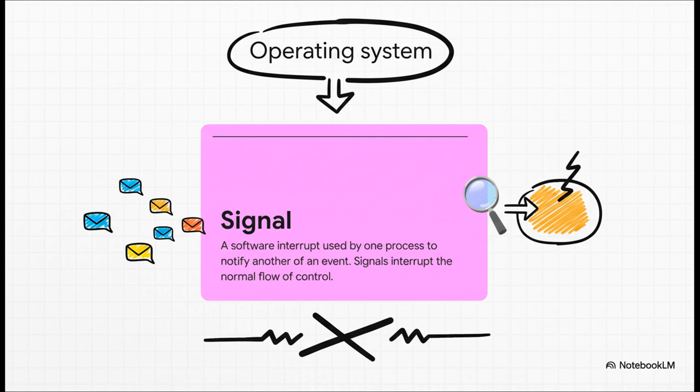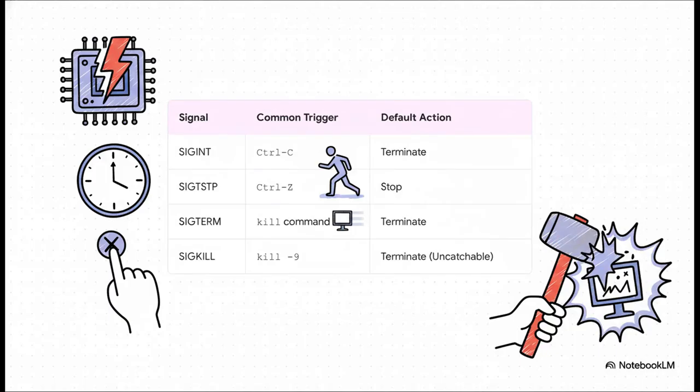It basically taps the process on the shoulder and says, hey, drop what you're doing and deal with this right now. And you've been using signals this whole time, even if you didn't know their names. When you smash Control-C, you're sending the SIGINT signal to interrupt and terminate a process. Control-Z sends SIGTSTP. The kill command sends a polite request to terminate called SIGTERM, while kill -9 sends the unblockable, unstoppable SIGKILL, the ultimate off switch.